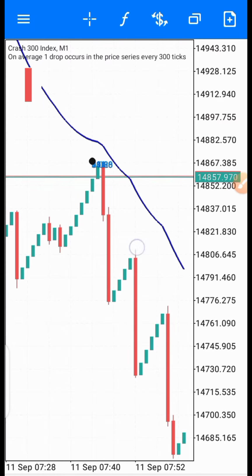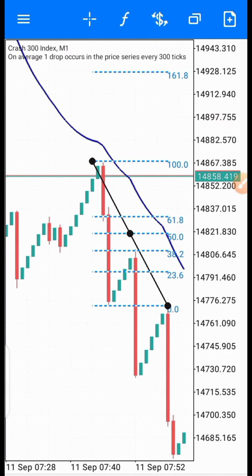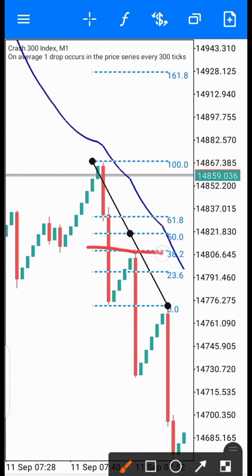This is where it begins. This is where it ends. You can see as it gets to the 38.2 level, the spike occurs. So if you just place it immediately, you enter for sell, you catch the spike and you just close it straight.